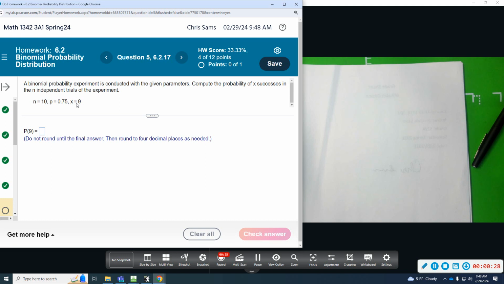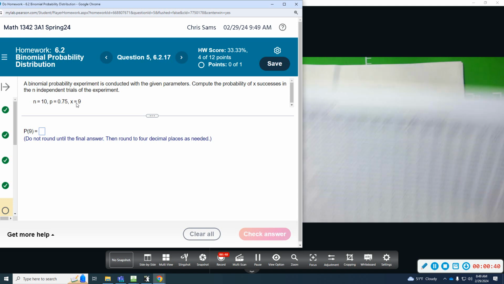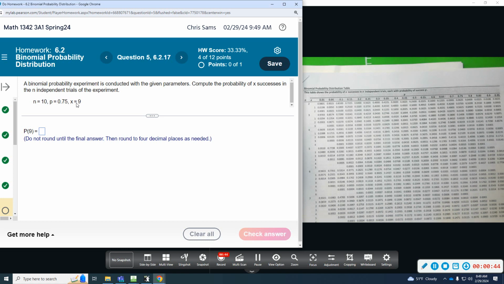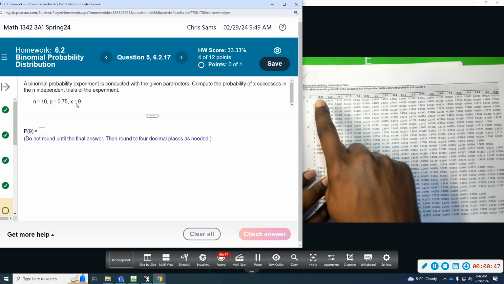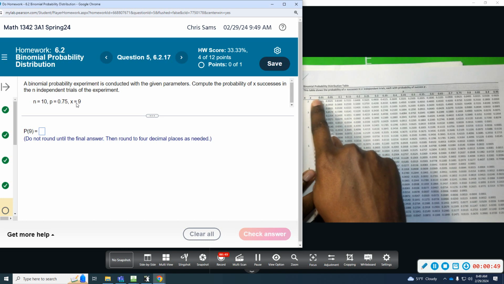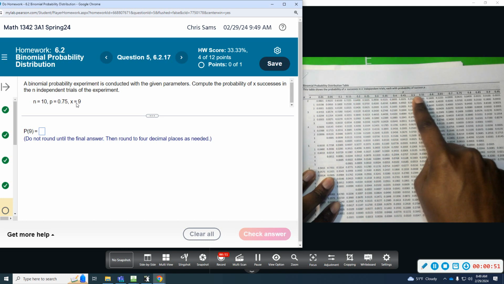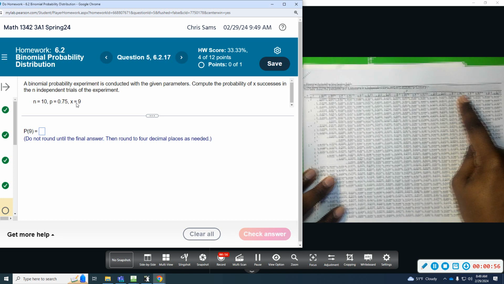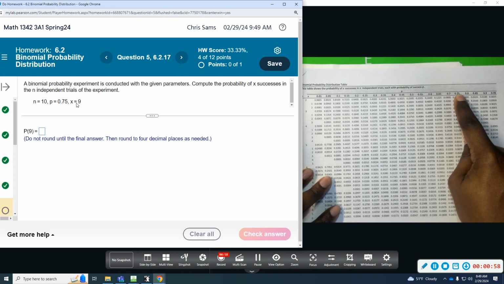Mainly, I would suggest you use the table and/or StatCrunch. So I'm going to show you the table. There's 2 tables. I'll pass these out in class, and I'll try to add them to Blackboard. So with the table at the top, they give you different percentages. So you would need to find the percentage that we're dealing with, the probability of success, that's P.